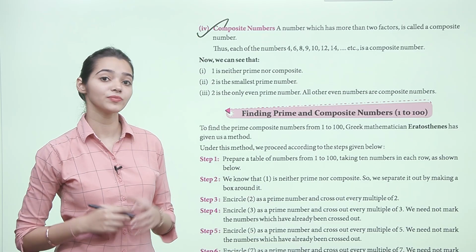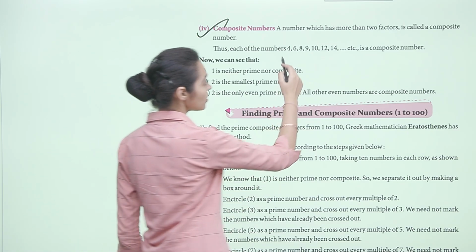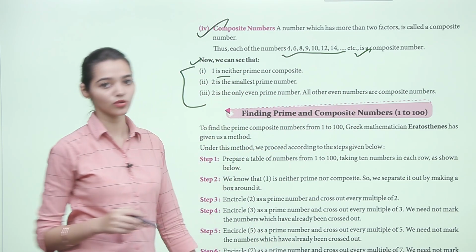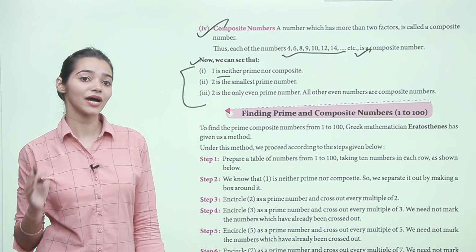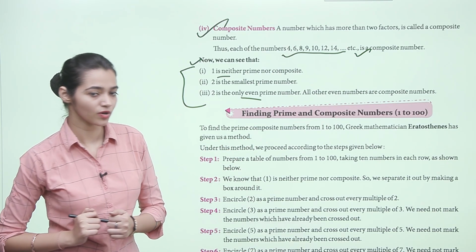Next is our composite number, a number which has more than 2 factors. So, each of these numbers is what? Our composite number. Now, we can see that 1 is neither prime nor composite, 2 is the smallest prime and 2 is the only even prime number. So, all other even numbers are composite numbers.